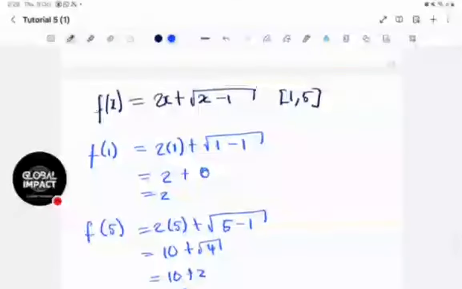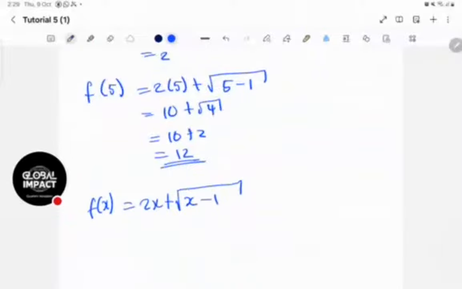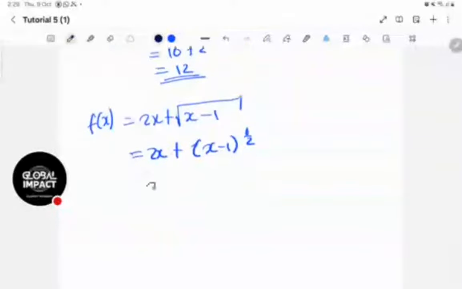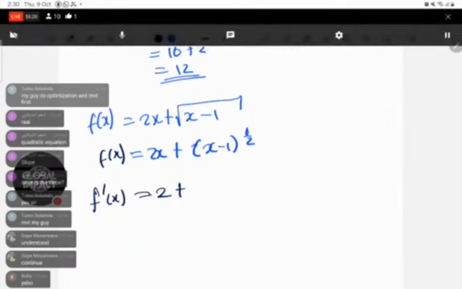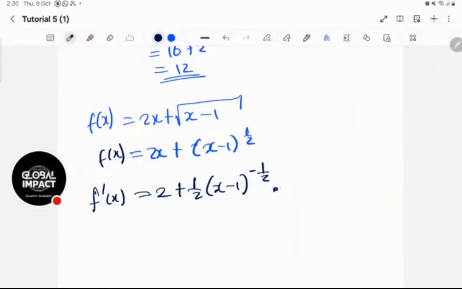All right, now what do I need to do? Differentiate. So you rewrite f of x equal to 2x plus the root of x minus 1, which is 2x plus (x minus 1) to the power of half. Let's differentiate. F prime of x is the derivative of 2x, which is 2, plus the derivative of this. You drop the half, then you have x minus 1 to the negative half. You start by differentiating the outside, then multiply by the derivative of the inside. The derivative of x is 1.